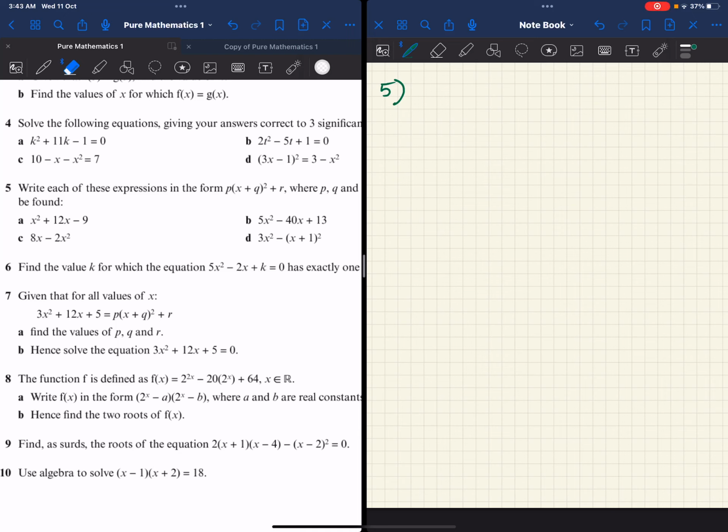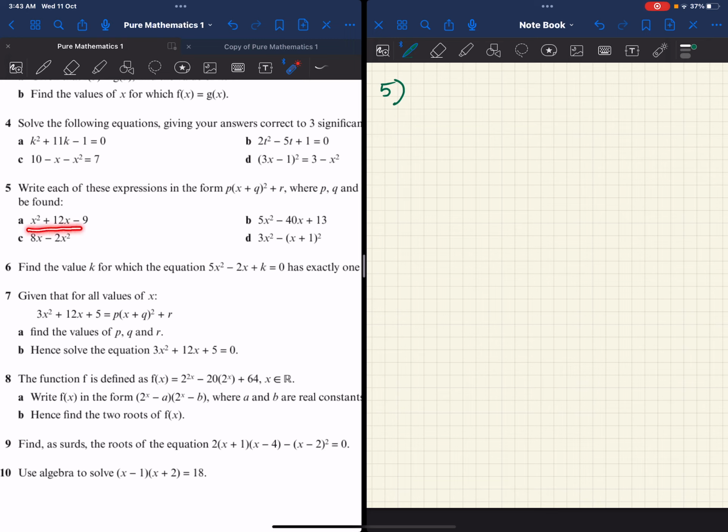Let's start with question number 5. Write each of these expressions in the form p(x + q)² + r, where p, q, and r are constants to be found. In fact, we need to do completing the square here. So let's write the first question.